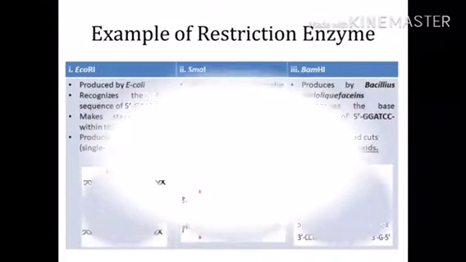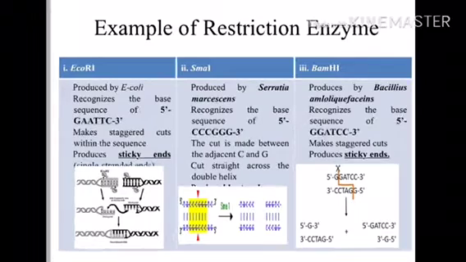Examples of restriction enzymes. They are divided into three parts. First, EcoRI. Second, SmaI. Third, BamHI. EcoRI is produced by E. coli. It recognizes the base sequence 5' GAATTC 3'. It also makes staggered cuts within the sequence. It produces sticky ends as single-stranded ends.